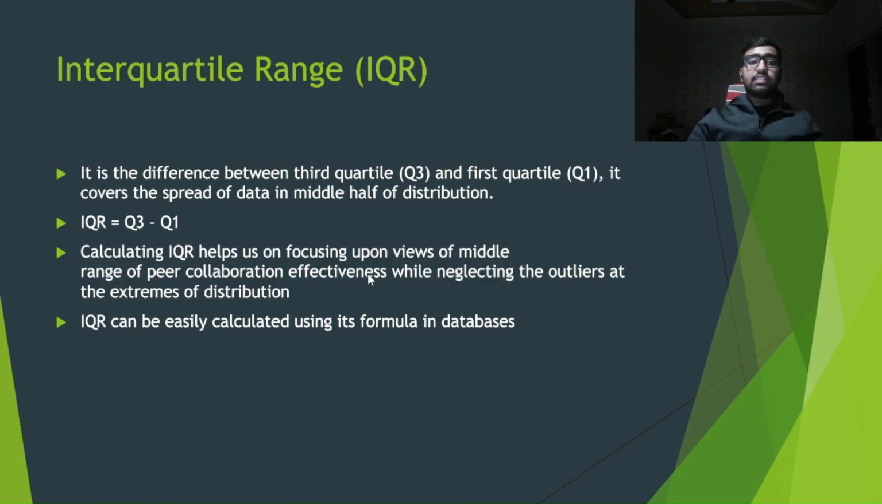So basically this is the main advantage of interquartile range, that using it we can neglect the outliers, which are the values at the extremes of our distribution, which are very few in number. Interquartile range can be calculated using its formula in databases. Like I have already told you, we can calculate quantile or quartile values. After finding them using inbuilt methods, we just have to find the difference of Q3 and Q1, and then we would be left with the interquartile range.